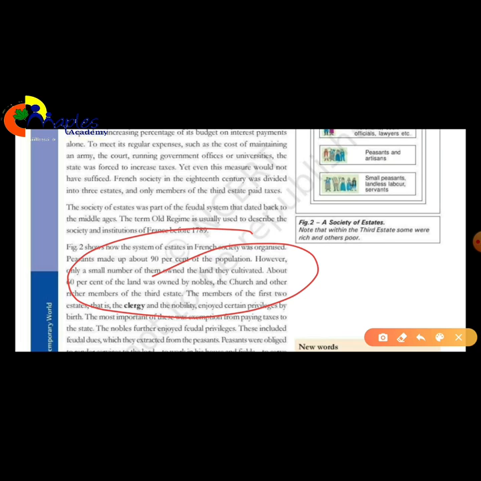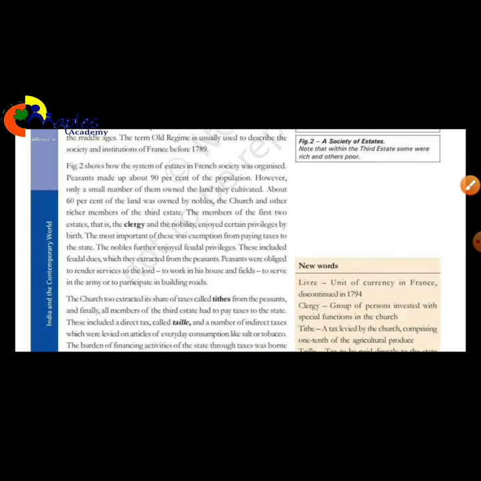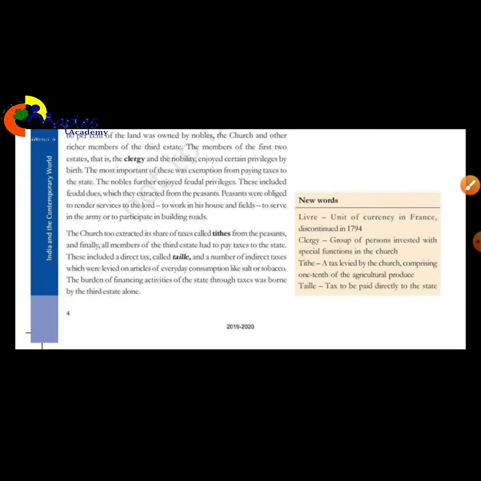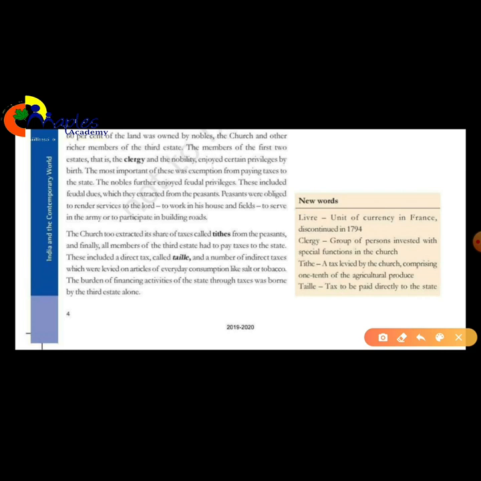The church extracted taxes from the people of the 3rd estate, from the farmers, that was tithe. This was a tax levied by the church on 1/10 of agricultural produce. Just suppose your production was 1000 kg, so out of that 10% should be given to the church. So that tax was called tithes. Now the next tax was taille, a tax to be paid directly to the state.